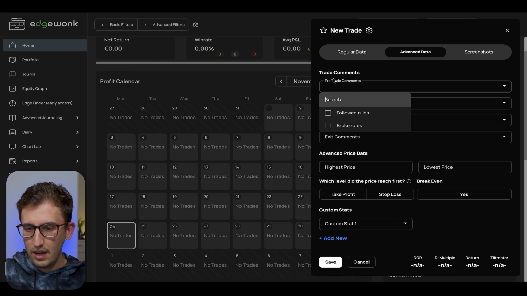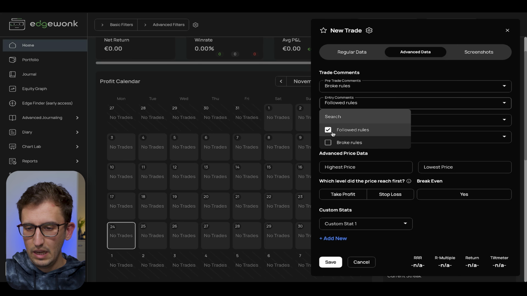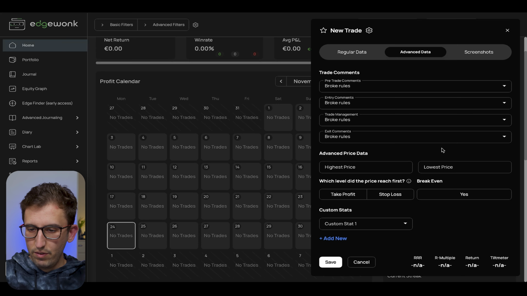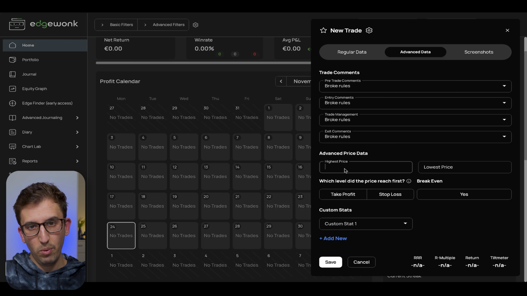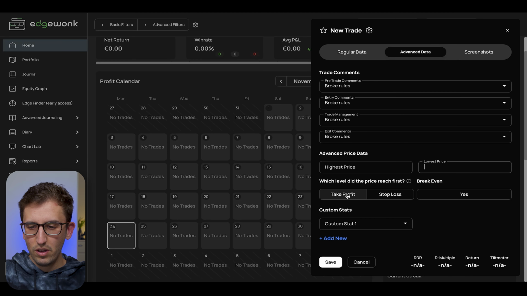So you can go and say pre-trade comments. You could say, let's say I broke my rules, entry comments. Let's just say I just broke all my rules. So even though it was a good trade that I took, let's say I broke all my rules. And you can also come here and you can write the highest price that price actually went to and the lowest price. So that will be able to help the system calculate your MAE, which basically tells you you should have entered a bit earlier because price retraced a lot. So that's the kind of data that you can get from the system by putting the highest price, lowest price. Which level did price reach first? You can say take profit, stop loss, or break even. So you can say take profit.